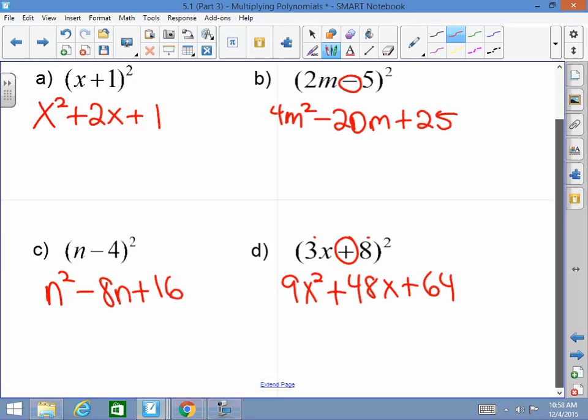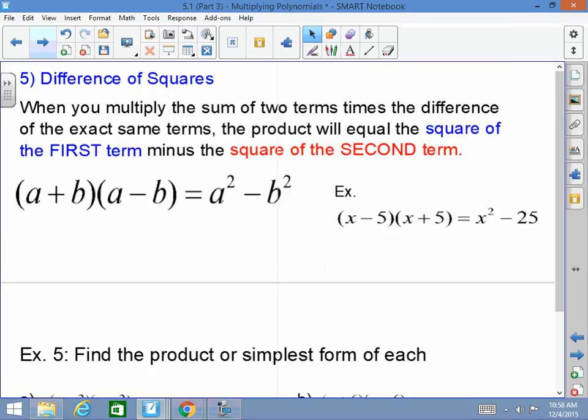Okay? And last but not least, difference of squares. A difference of squares occurs when you multiply the sum of two terms times the difference of the exact same terms. The product will equal the square of the first term minus the square of the second term.